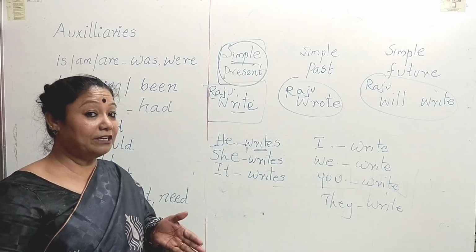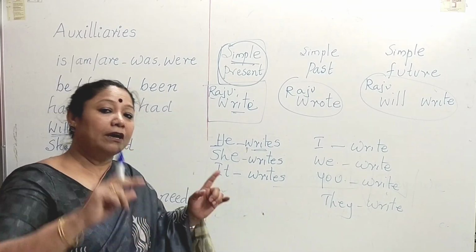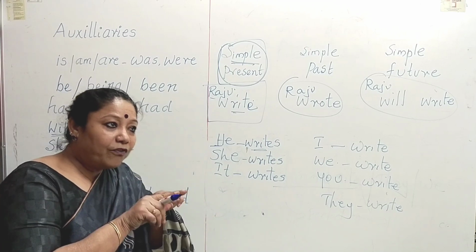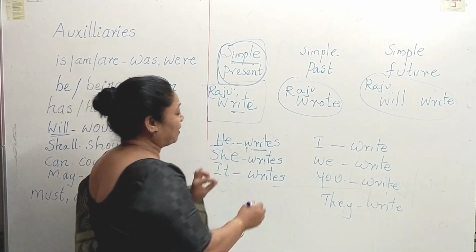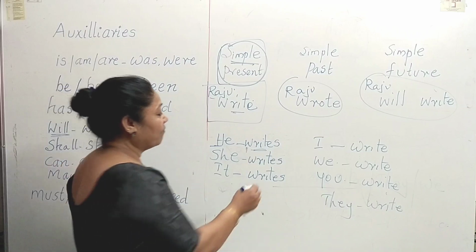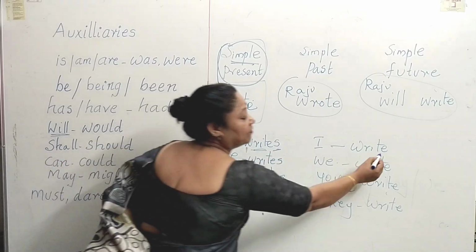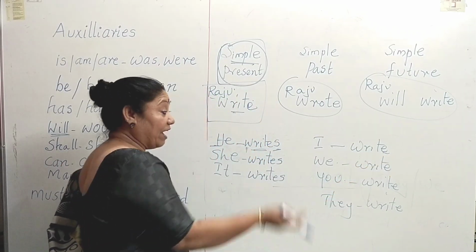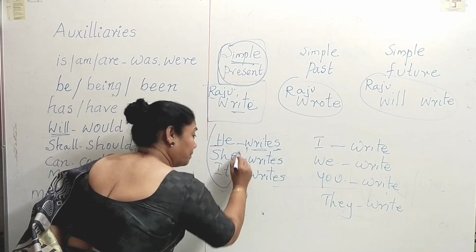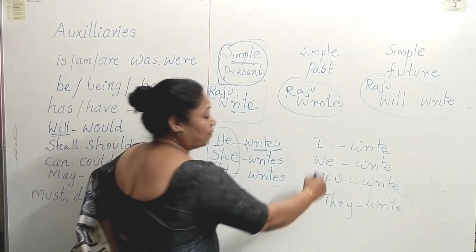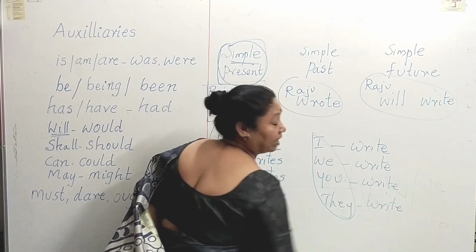So simple present tense is nothing but subject plus verb form. The simple present tense verb form has two phases. One is with S and one is without S. Where it goes with S, singular subject person, they take S. Plural subject person, they don't take S.